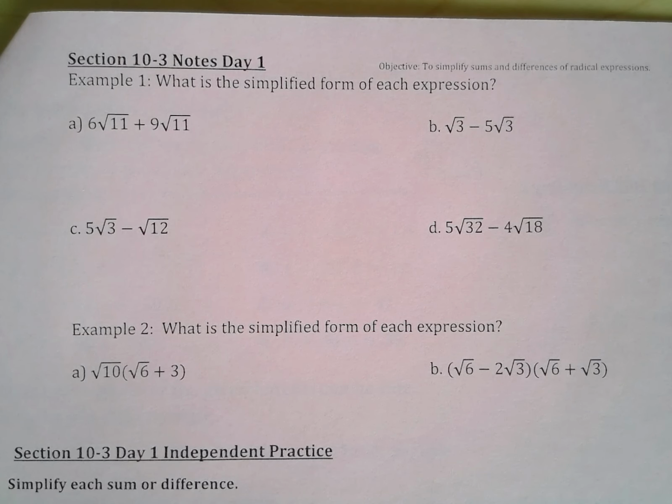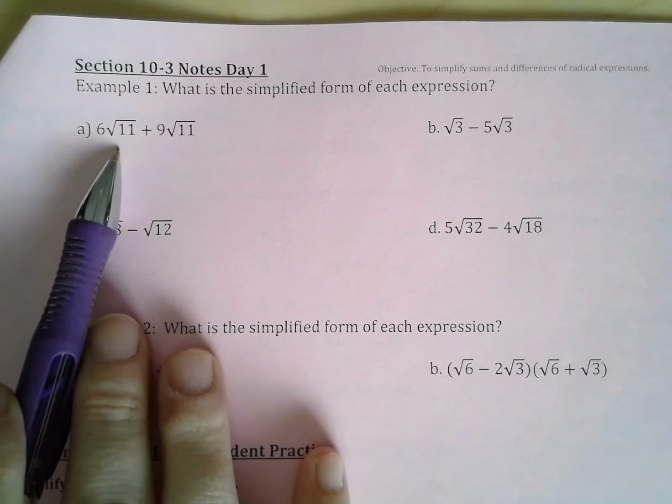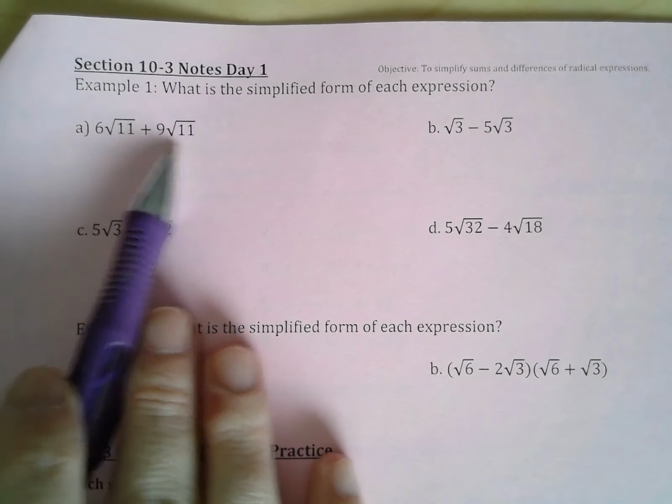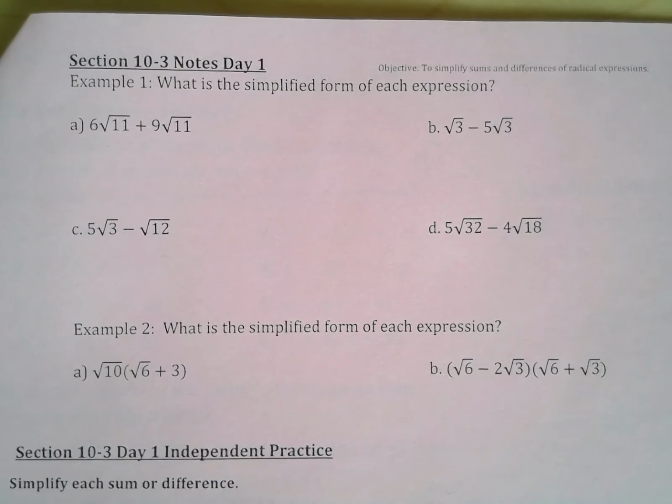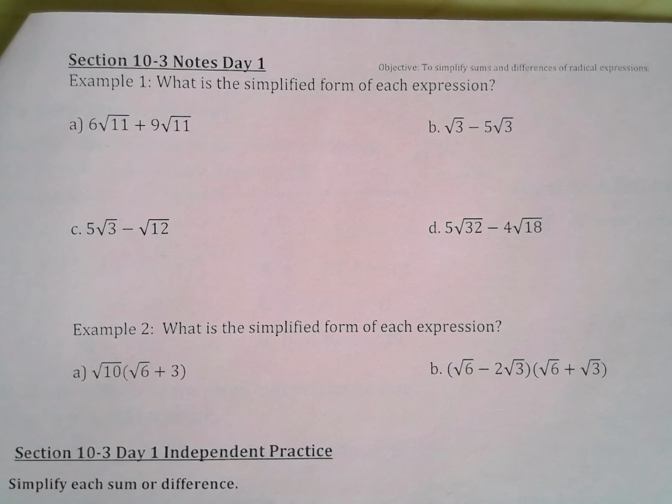Today we are going to be adding and distributing radicals. So in order to add two numbers with radicals, the radicals have to be identical. This is very similar to combining like terms. When you have x and y, you cannot combine them because they are not the same. You have to have x and x in order to combine to be 2x.